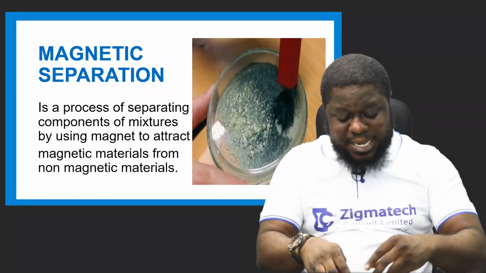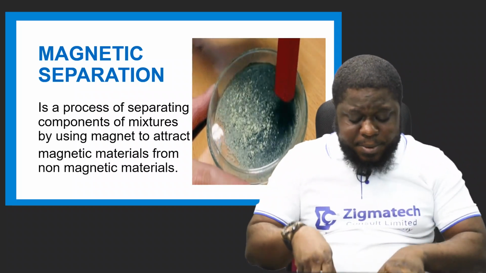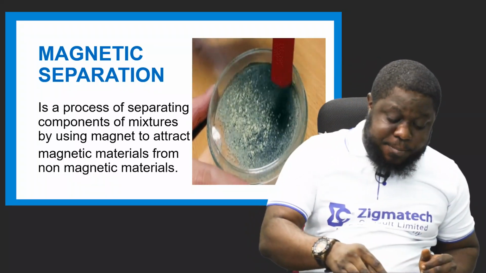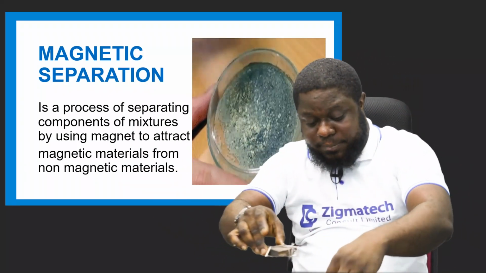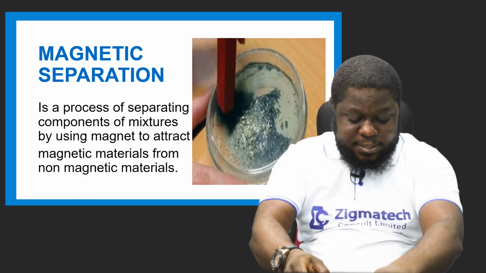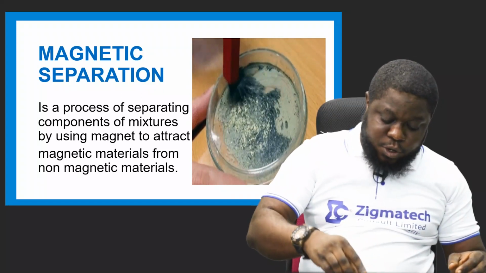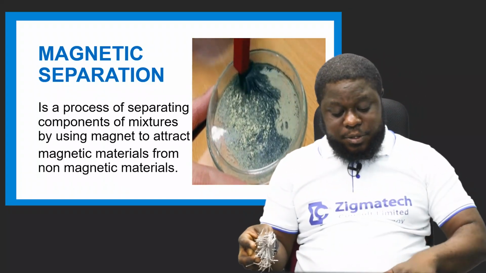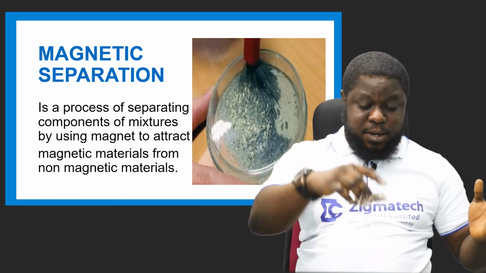Now, instead of stressing yourself picking the beans one after the other and making mistakes, you just carry a magnet and start passing it through. You see how the magnet is attracting these pins. I've removed the pins and dropped them here. Now what will remain is only the beans. If you look on your table, only the beans are remaining. I have finished removing every pin from the beans.